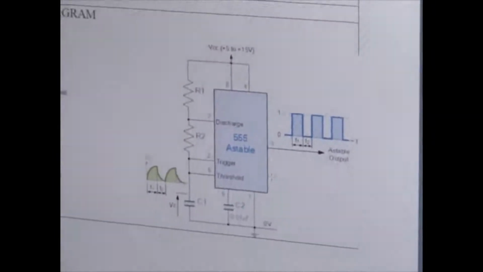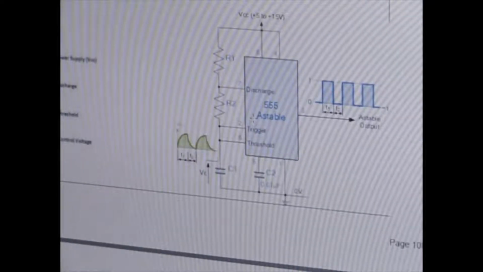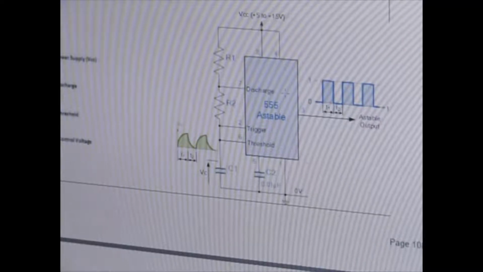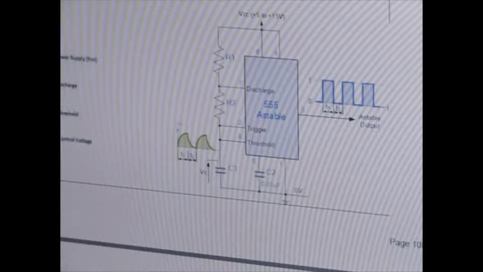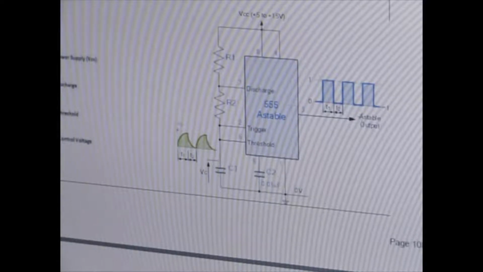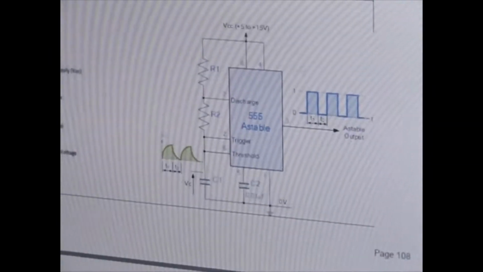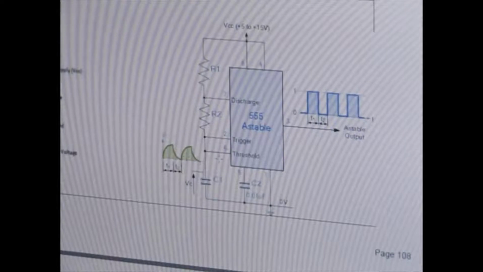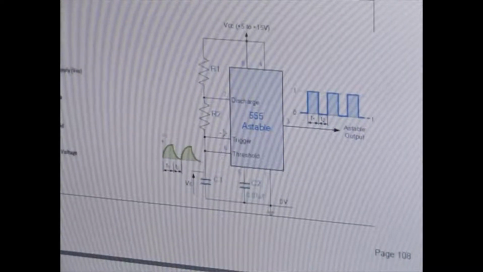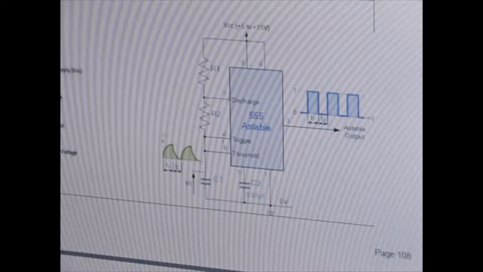As I said, in the simulation we can create multiple grounds, but in the hardware we have to maintain a single ground. Fine. And next one, pin number 3 will be used to read the output, that is a square waveform. And to read the charging and discharging of the capacitor, either we can take it from pin number 6 or pin number 2, because both are shorted.